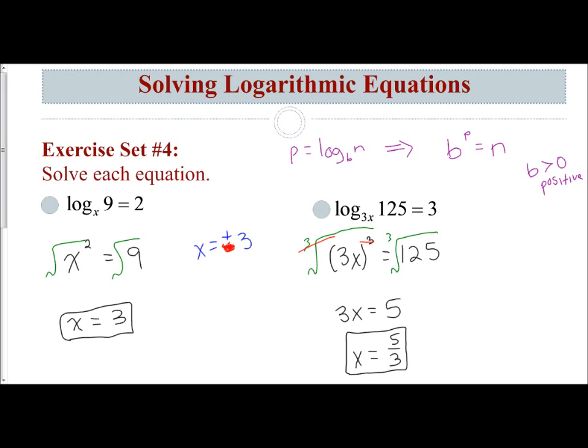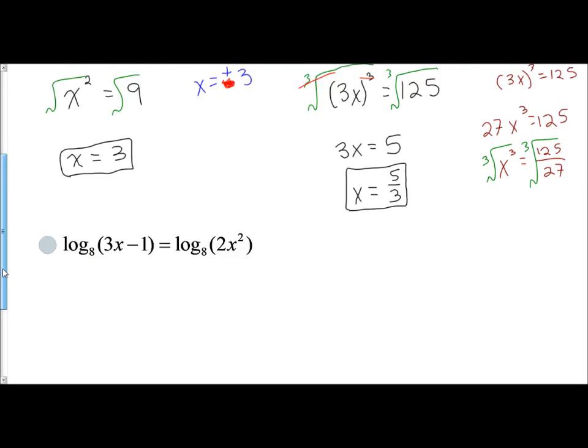If you wanted to, you can skip this part of the video to go to the next example. Or what you could see is if you wanted to apply your power rule from this point, you could. The 3 goes to the third power, so 3 cubed is 27. x cubed times 27 equals 125. Divide by 27, so x cubed equals 125 over 27. And then cube root both sides. Cube root of 125 is 5. Cube root of 27 is 3. So either one of these techniques work. So now let's go on to the third example.